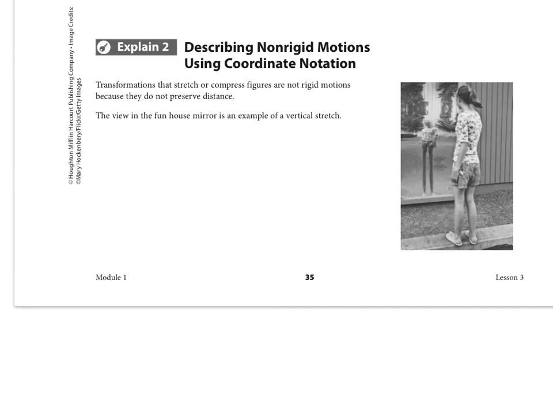We're going to be talking about, I'm on page 35, describing non-rigid motions, still using coordinate notation. So non-rigid, you guys, is the exact opposite of what we were just talking about with rigid. When it's rigid, it stays the exact same size and the same shape. When it's non-rigid, you're going to mess with it a little bit. That's why you see a funhouse mirror here, like a carnival, in the picture. It is going to make the shape and size of the figure change.